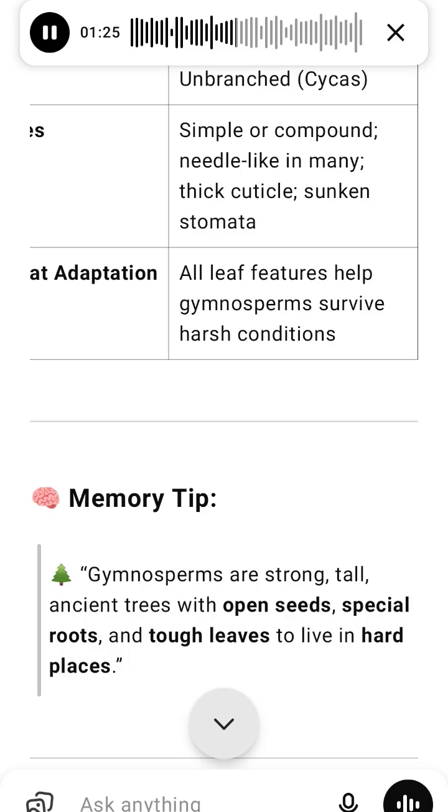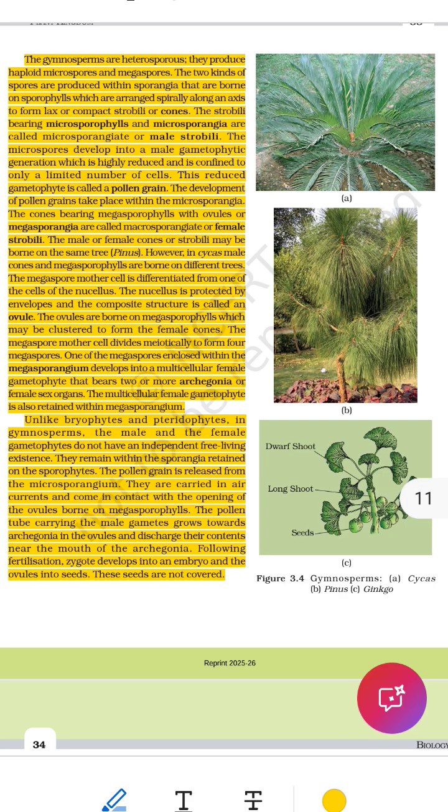Explain that just as easy and simply. Here is a great, deeply detailed, yet very simple summary of the entire explanation about gymnosperm reproduction, written like you're learning it for the very first time.